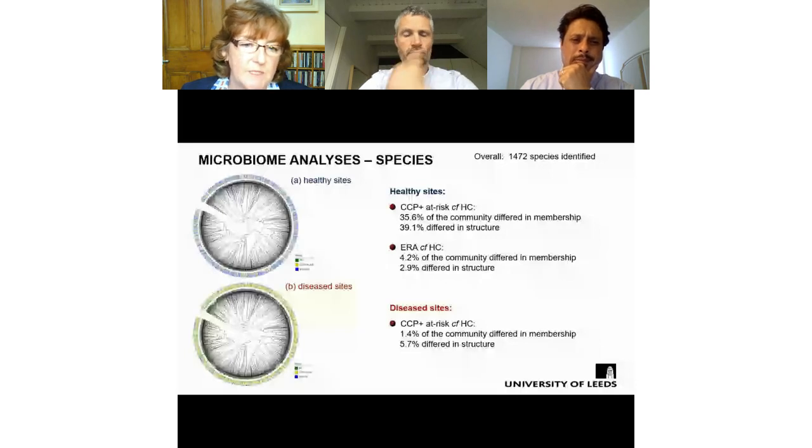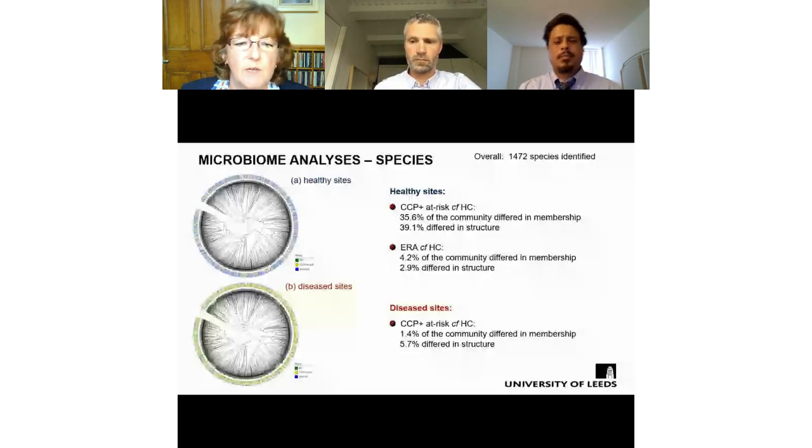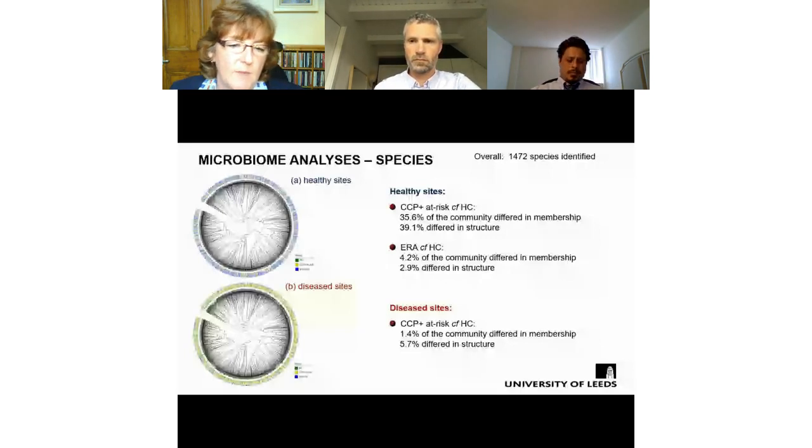and you can see, looking at healthy sites in the CCP plus at-risk group compared to healthy, there are quite large differences in the community membership and structure, and lower levels of differences comparing ERA to healthy controls, and then in the disease sites, lower levels comparing the at-risk group to the healthy controls.